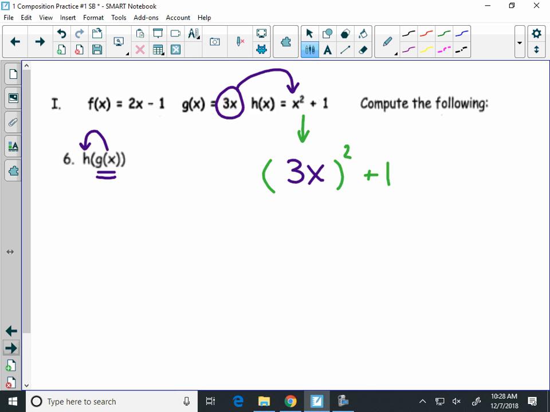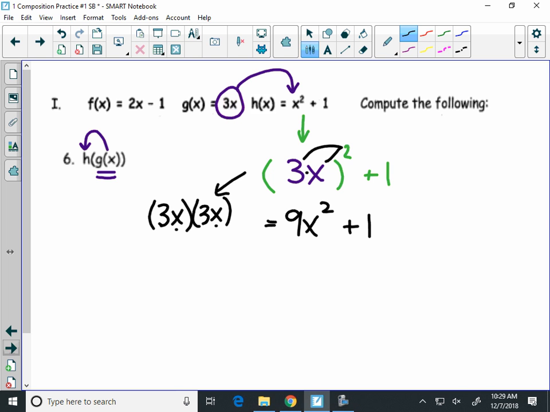Now I want you to be careful. When you square a quantity like 3x, you have to make sure that you square the 3 and the x. You're allowed to do that because the 3 and the x are being multiplied, not added. If that's hard for you to see, you're taking 3x times 3x. That's what it means to square something. And then you would multiply. 3 times 3 is 9. X times x is x squared. So 9x squared plus 1. None of that combines, so that is your final answer for h of g of x.